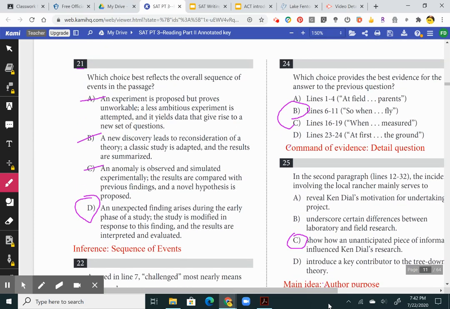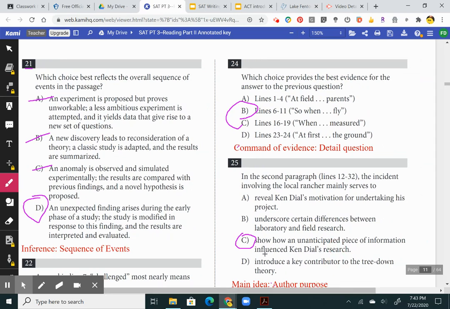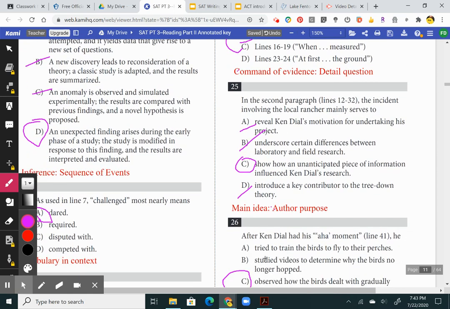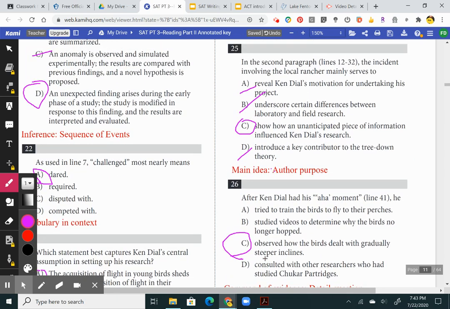So, what is the local rancher? Why did that story come up? It shows how an unanticipated piece of information influenced his research, right? He changed as a result of that. It doesn't reveal his motivation. It doesn't underscore certain differences between laboratory and field research. This is all field research. It doesn't introduce a key contributor. No, it shows how, so again, this is an author purpose question. Why would the author include that little anecdote in the story? This is a detailed question, right? Command of evidence. His aha moment led to his aha moment.